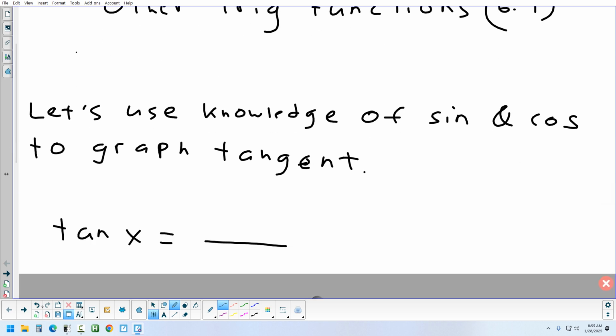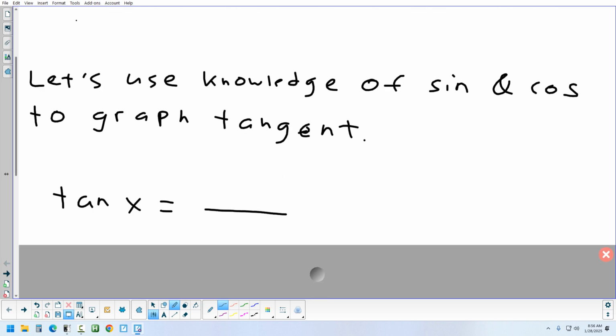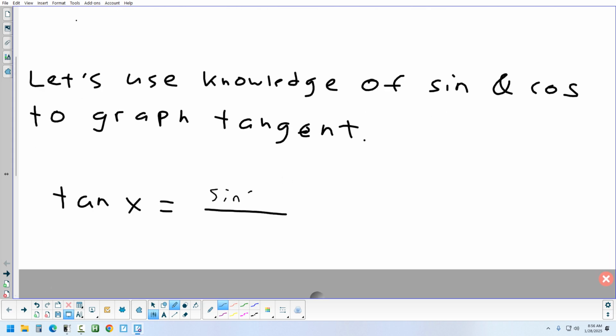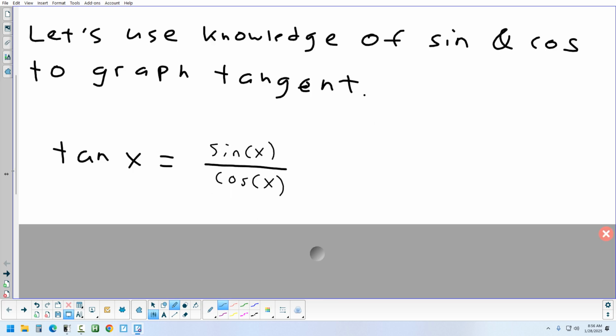So when you rewrite tangent, you can write it as a fraction, and we did this in the homework. How can tangent be written as a fraction of 2 other trig functions? Yep. Sine over cosine. We can do sine divided by cosine. Now let's think a little bit about sine and cosine, and that's going to give us an idea of what's going to happen with tangent.